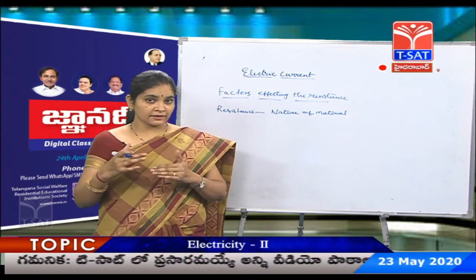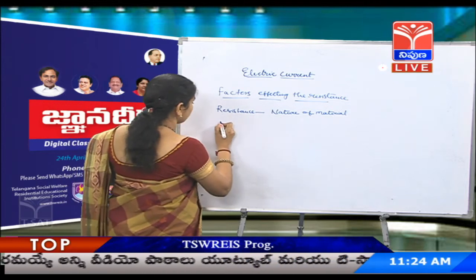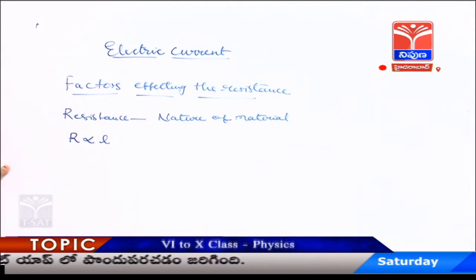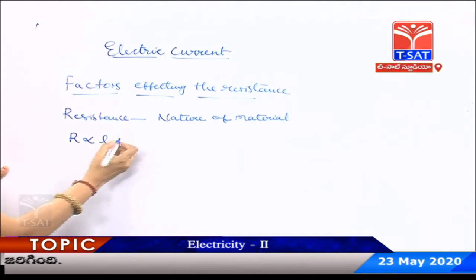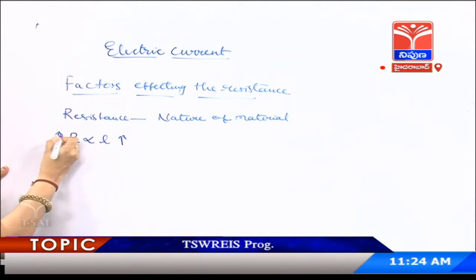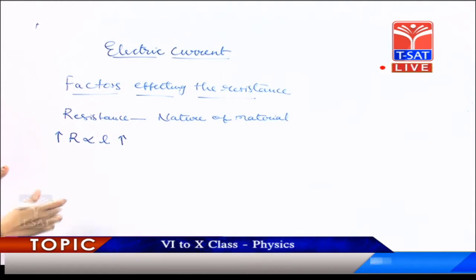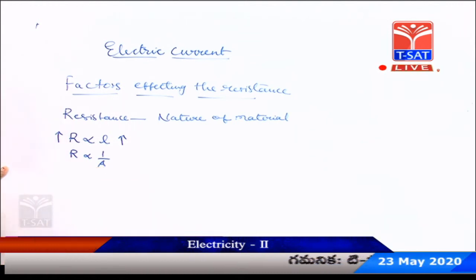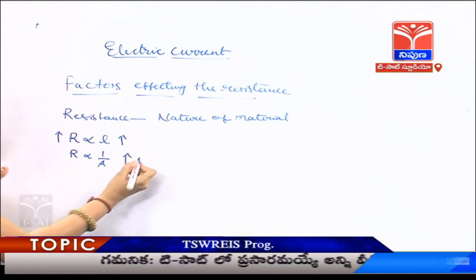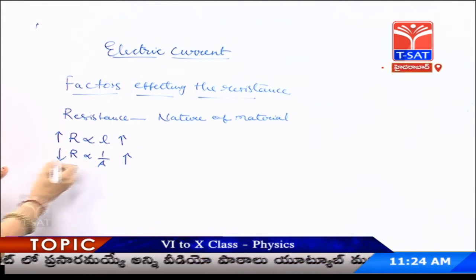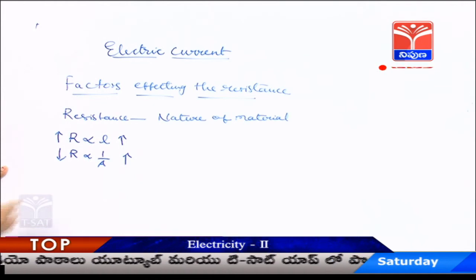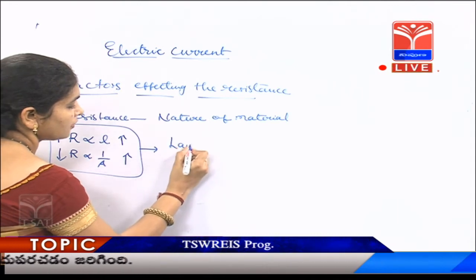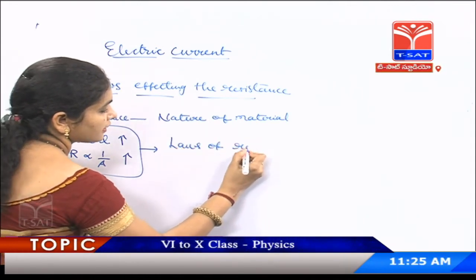We can write these factors in the form of equations. Resistance is directly proportional to the length. When the length of the wire increases, resistance also increases. Resistance is inversely proportional to area of cross section. When the area of cross section increases, resistance in the circuit decreases. Children, this together is known as laws of resistance.